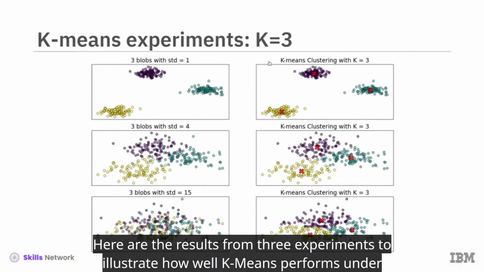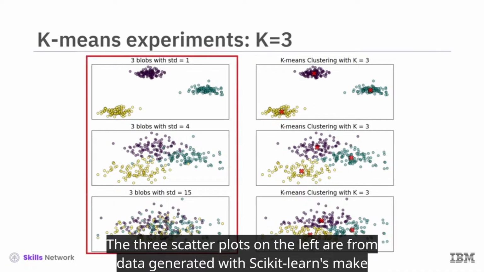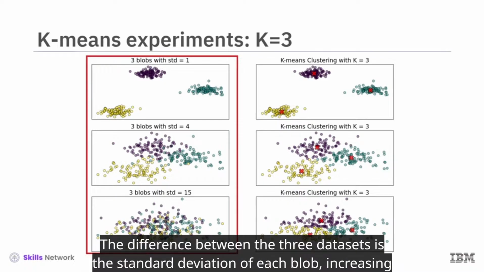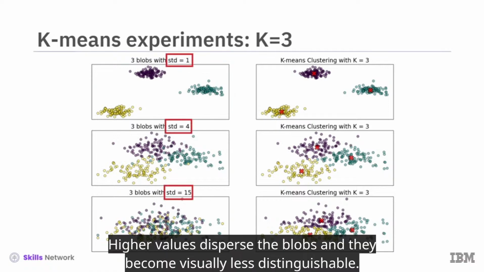Here are the results from 3 experiments to illustrate how well k-means performs under different conditions. The 3 scatter plots on the left are from data generated with scikit-learn's make_blobs function. The 3 blobs represent 3 different clusters. The difference between the 3 datasets is the standard deviation of each blob, increasing from 1 to 4 to 15. Higher values disperse the blobs and they become visually less distinguishable.